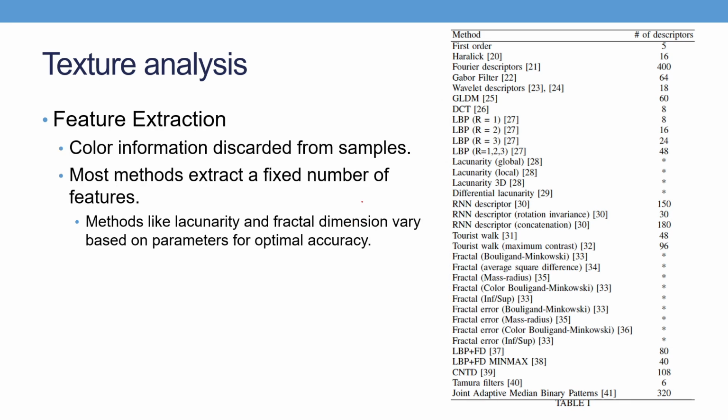To perform feature extraction, we discard color information. Most of these methods work only on grayscale images. Some of them extract a fixed number of features, like first order, which are computed from the histograms. We computed 5 descriptors. Others, they depend. There is a configuration where you can achieve maximum accuracy. So we set up each method to the best configuration possible.